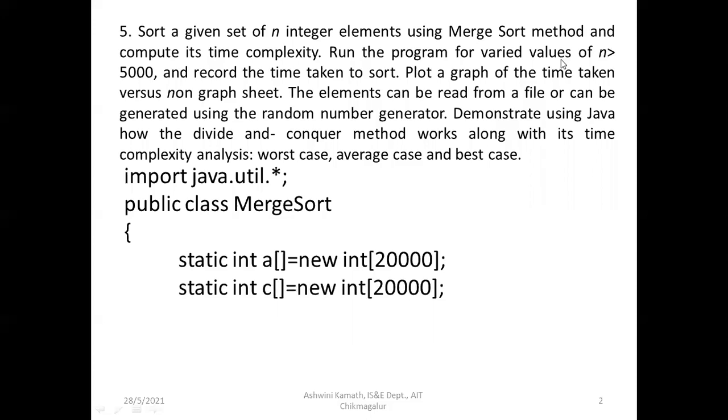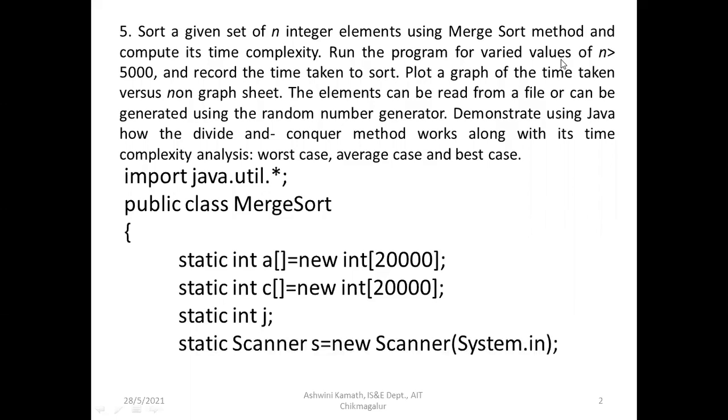Static int c. This is also another array which is equal to new int of 20,000 again. Then static int j. Then static Scanner s is equal to new Scanner of System.in. S is for the Scanner. You can notice here it's a class name. Scanner is a class name which is present in the java.util package.